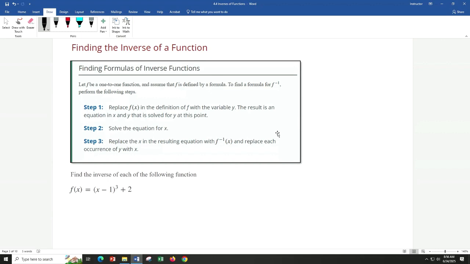But then solve for y again. You switch them, but solve for y. Let me show you what I mean, okay? Watch what I'm going to do on this function. I have (x minus 1) cubed plus 2. First off, you should know, is that a function? Is that a one-to-one function?